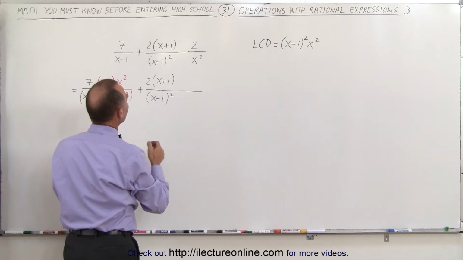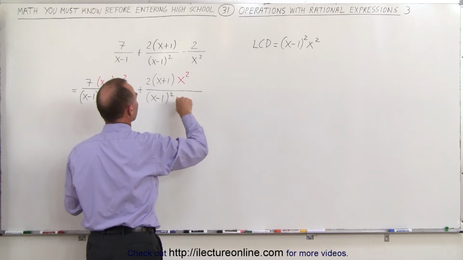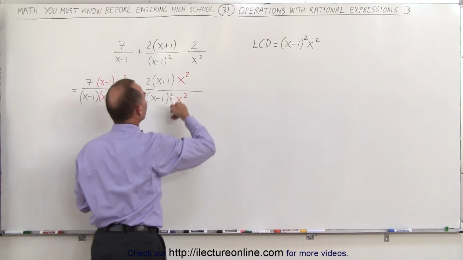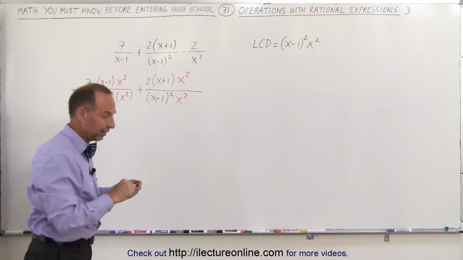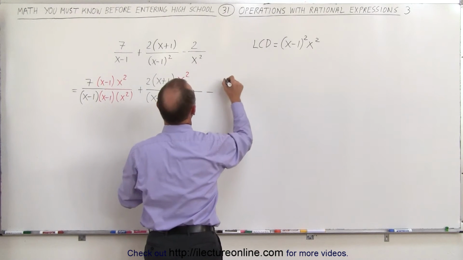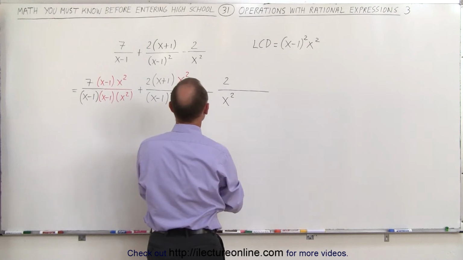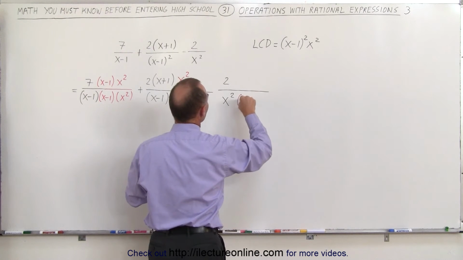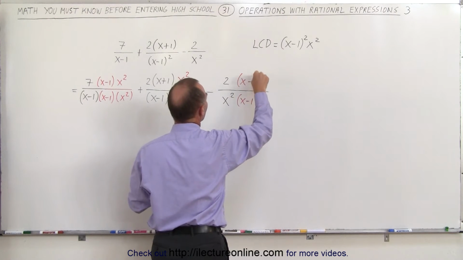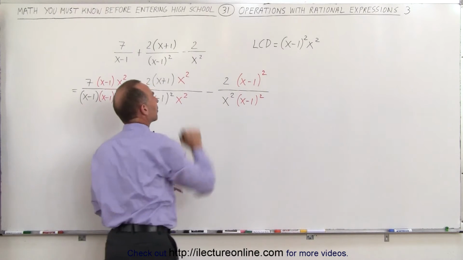And notice that if I multiply both the top and the bottom by x squared, I have the lowest common denominator here, and when I cancel these out, I end up with what I started with. And finally, the third fraction, minus 2 over x squared. What I'm missing in the denominator is the quantity (x minus 1) squared, and I have to multiply, of course, the numerator by exactly the same thing. Again, when I cancel these out, I end up with what I started with.